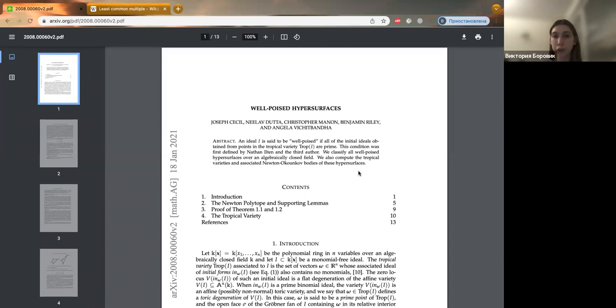Every initial form is irreducible. And what is the relation? Why is it the same as being prime? Because this is a principal ideal, right? And principal, yes. A principal ideal is prime if and only if the generator is irreducible.